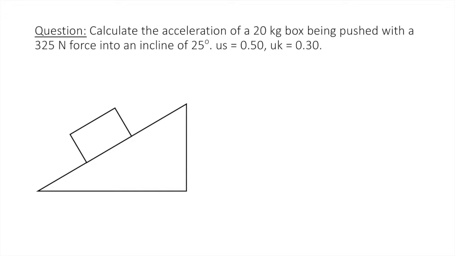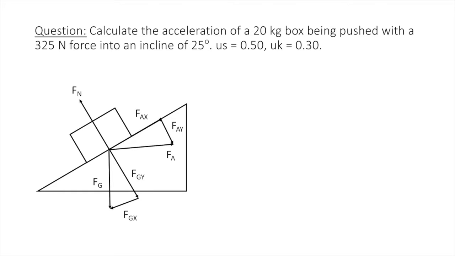The first step to solving this question is to draw a free body diagram. There are a number of forces acting on this box. First, there is Fn, the normal force, which acts perpendicular to the surface. Second, there is Fg, the force of gravity. Since the surface is on an incline, you have to break Fg into its x and y components. Third, there is Fa, the force applied. Since it is being applied on an angle, you also have to break it into its x and y components. Lastly, there is friction, which acts opposite the direction of motion.